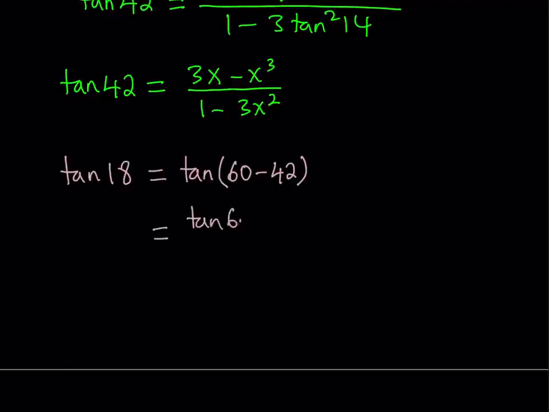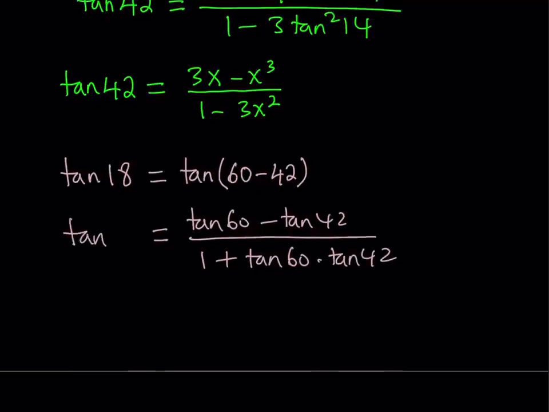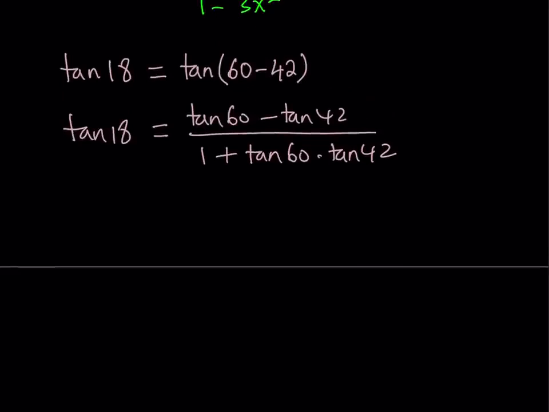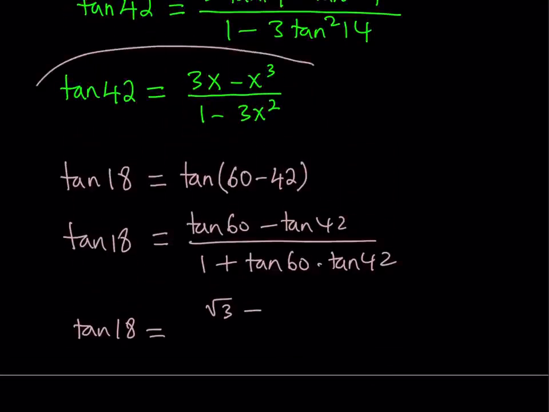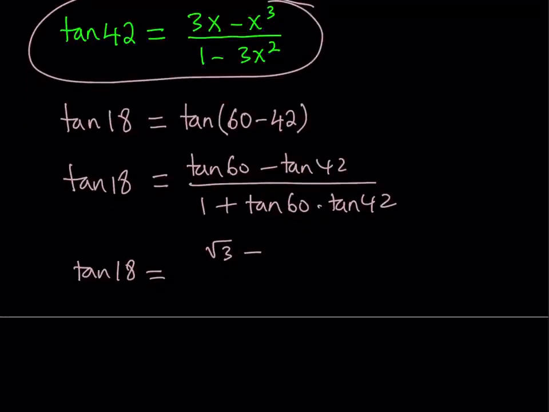Tangent 60 minus tangent 42, divided by 1 plus, remember the signs are switched, tan 60 times tan 42. Again, that's going to give me the value of tangent 18, and that's what I'm looking for. So let's simplify this a little bit by replacing tan 60 with root 3. As you know, that is the value of tan 60. And then for tan 42, I'm going to use this expression here to replace that. So it's going to look like 3x minus x cubed divided by 1 minus 3x squared.